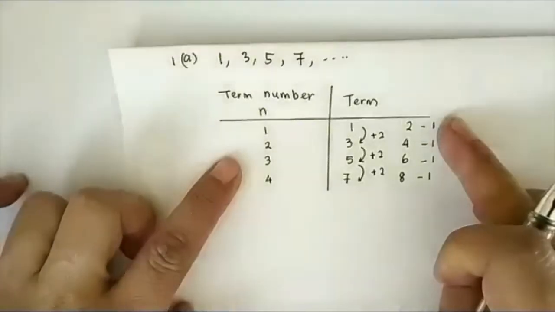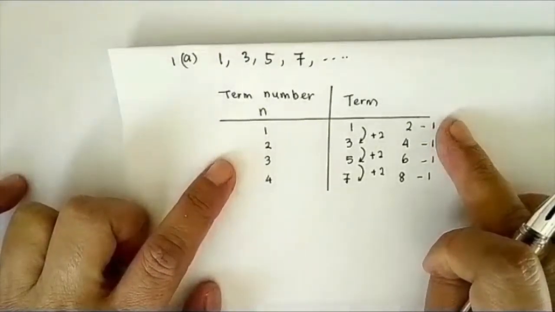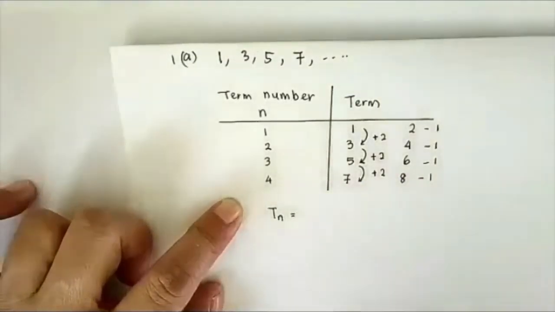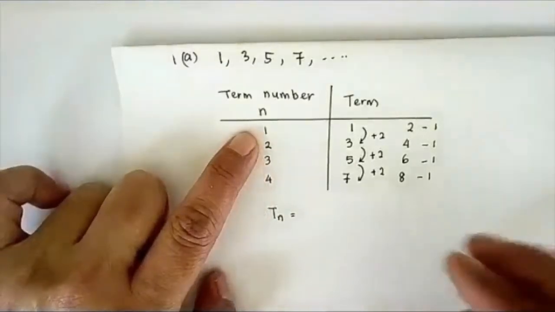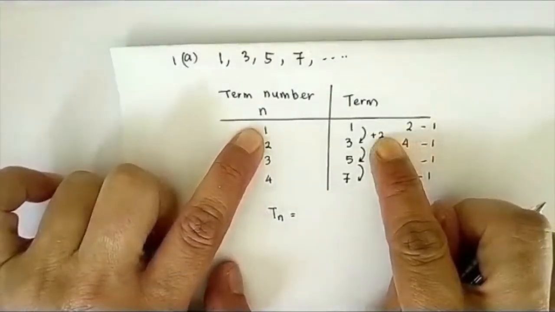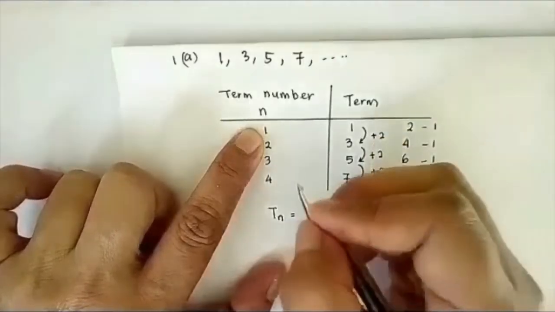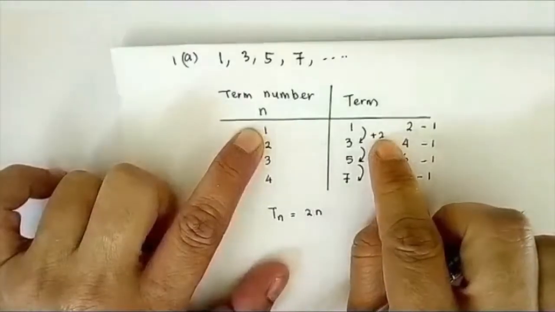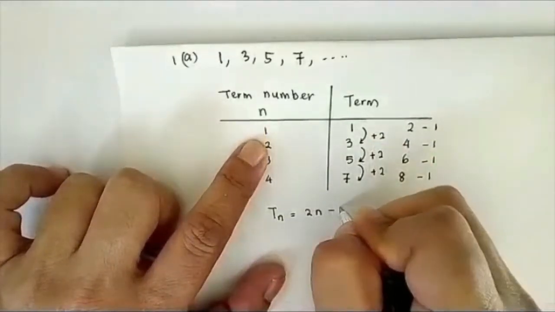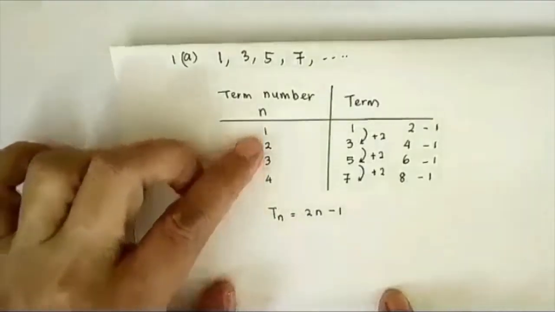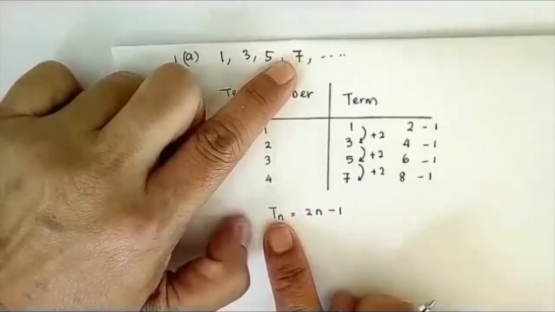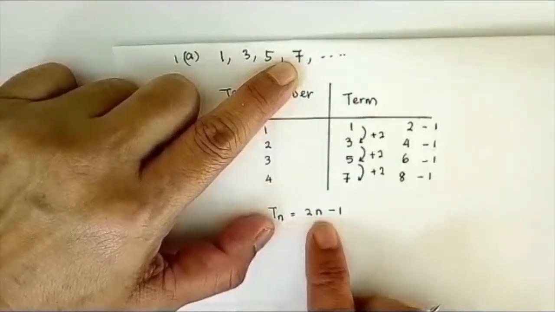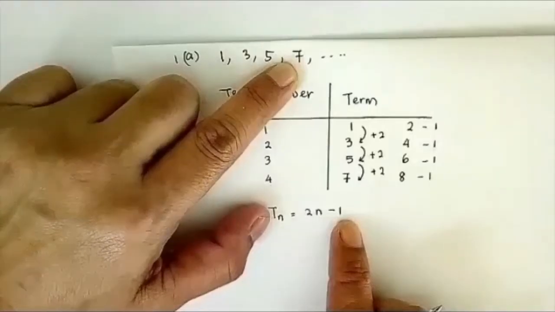So, the nth term, or any term you want to find, Tn, equals the difference multiplied with the term number, 2n, and subtract 1. Test term number 4. So to get 7, 2 times 4 minus 1.